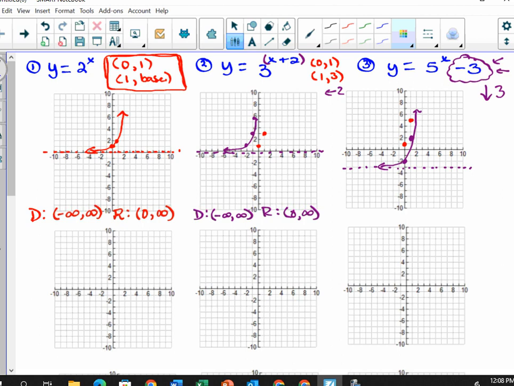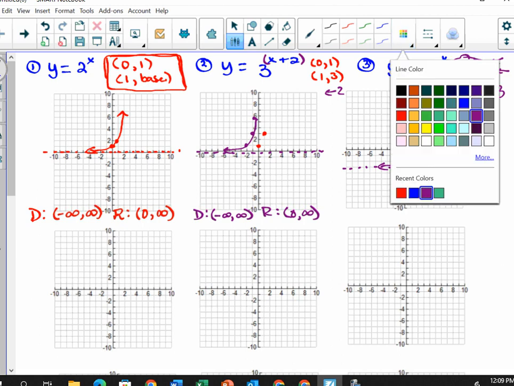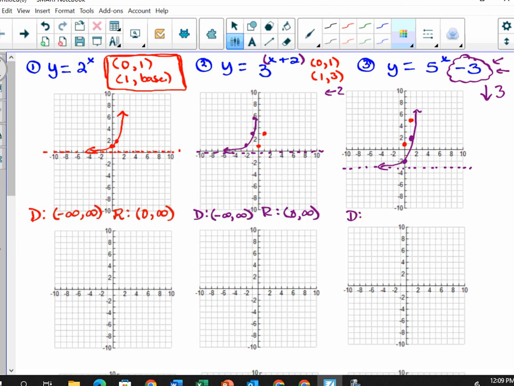Okay. Oh, I didn't do domain and range. What's the domain? Okay. The range changed this time. What is it? Good. Excellent.